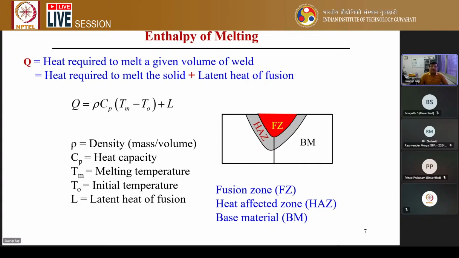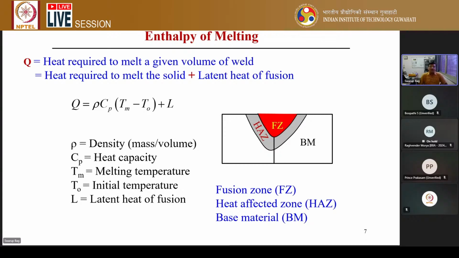So, heat required to melt the solid. Initially it was in the solid phase, and when you melt it, it goes from room temperature up to the melting point temperature of this particular metal. So that amount of heat is required. Once it reaches the melting point temperature, there is a phase change from solid phase to liquid phase, and in that case we need the latent heat. So the combination of the two heat contents gives the total enthalpy of melting.